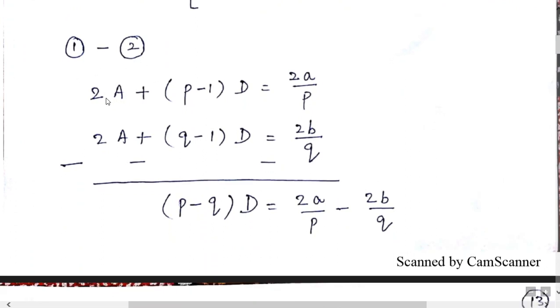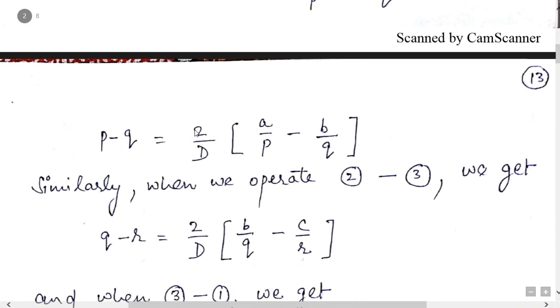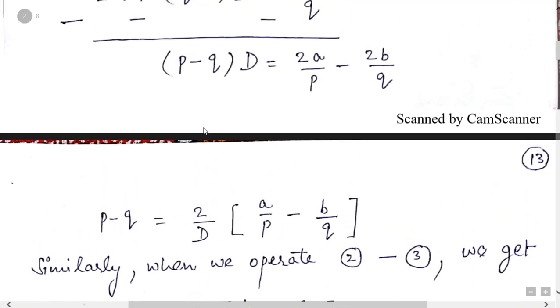First minus second. It is the first equation and this one is the second equation. Now subtract these values. You can find P minus Q into D is equal to 2A divided by P minus 2B divided by Q. Simply divide D on the right hand side and taking 2 common from these values. It means you can write P minus Q is equal to 2 over D into A over P minus B over Q.